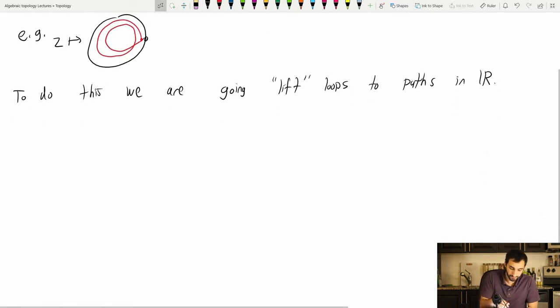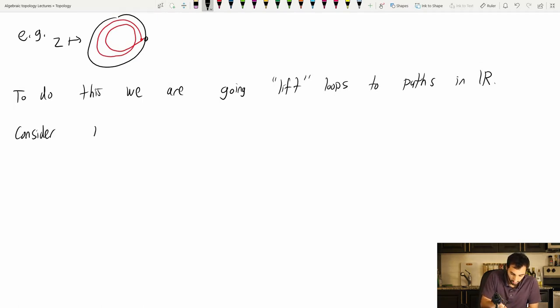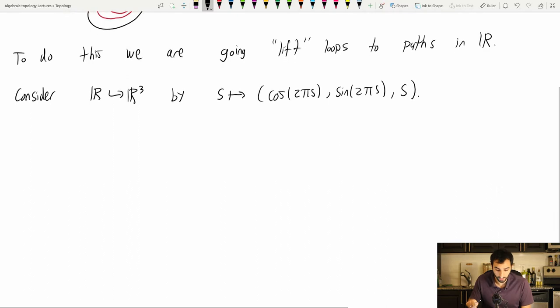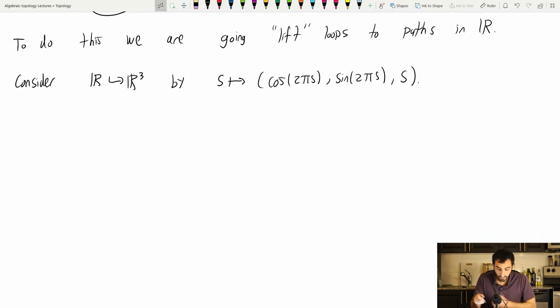Let me draw you a picture. So consider R inside of R3 by s goes to cosine of 2 pi s, sine of 2 pi s, and s. So this is the normal helical picture of R in R3. So here is that helix.